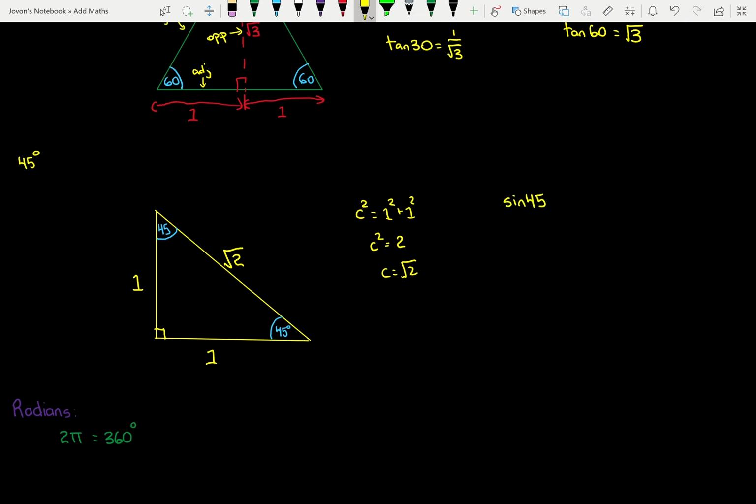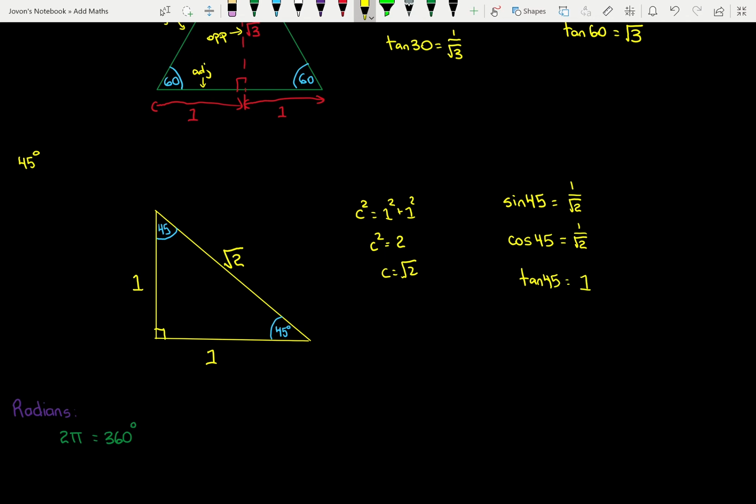Sine 45. Again, remember, in this case, whichever angle we use, we're going to get the same answer, because sine 45 and cosine 45 are the same. So using any angle, if we find sine 45, we'll get 1 over root 2. If we use cosine 45, we'll also get 1 over root 2 as expected. And if we use tangent of 45, we'll get 1.